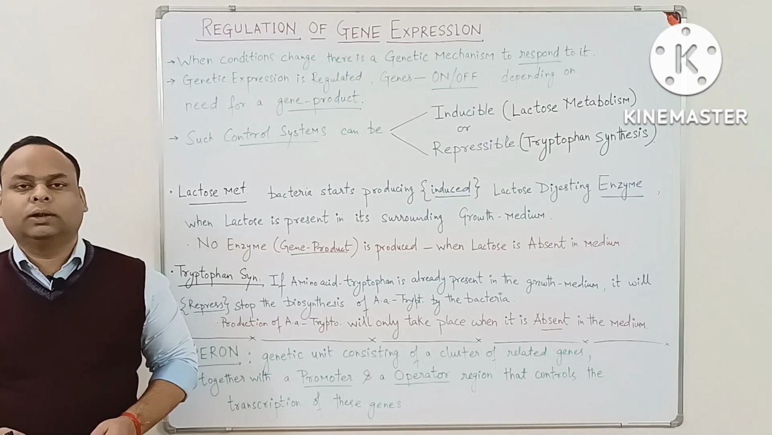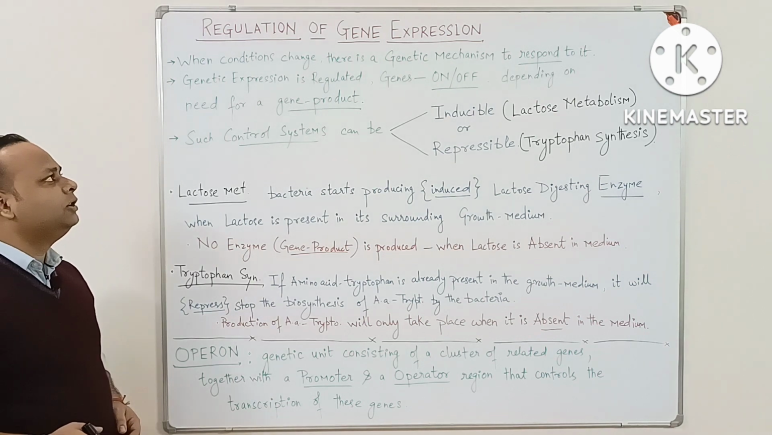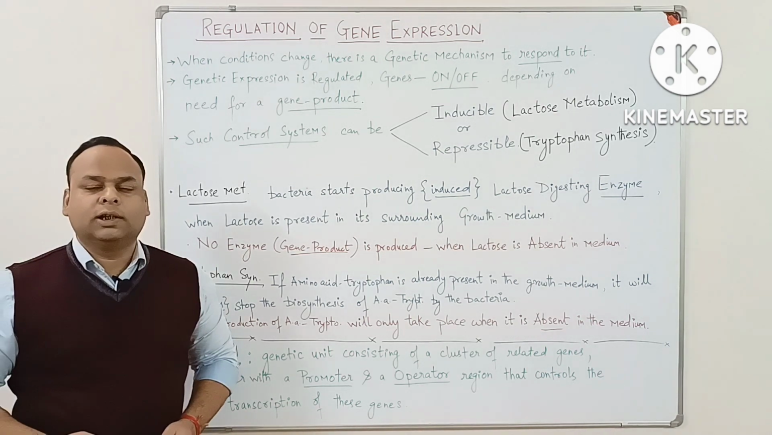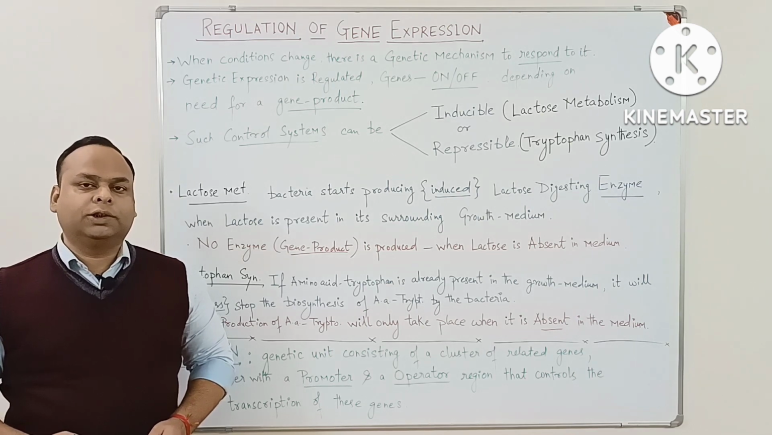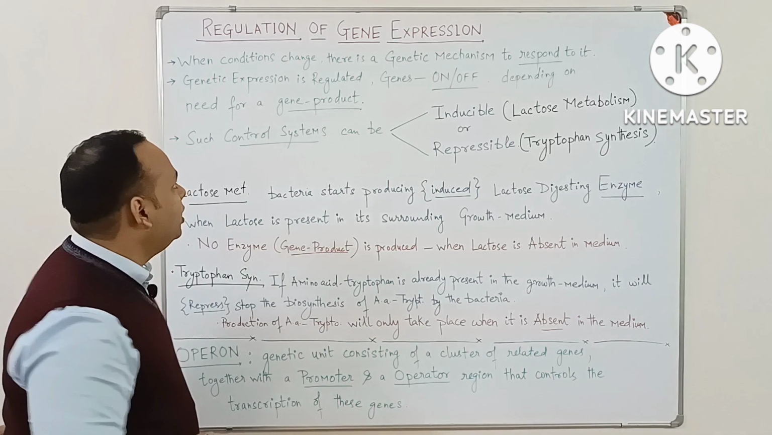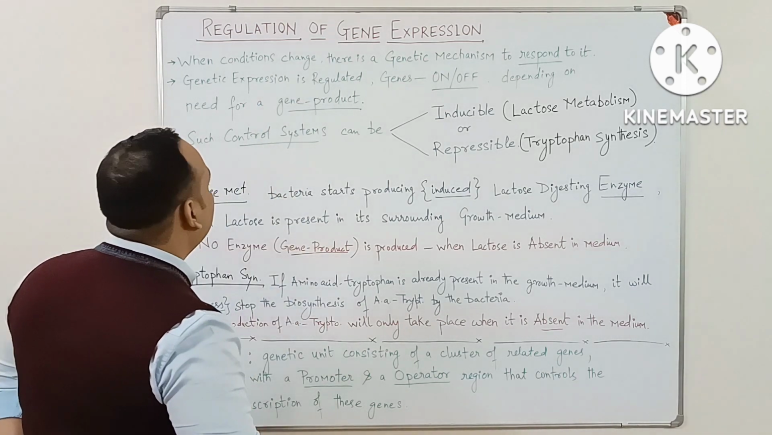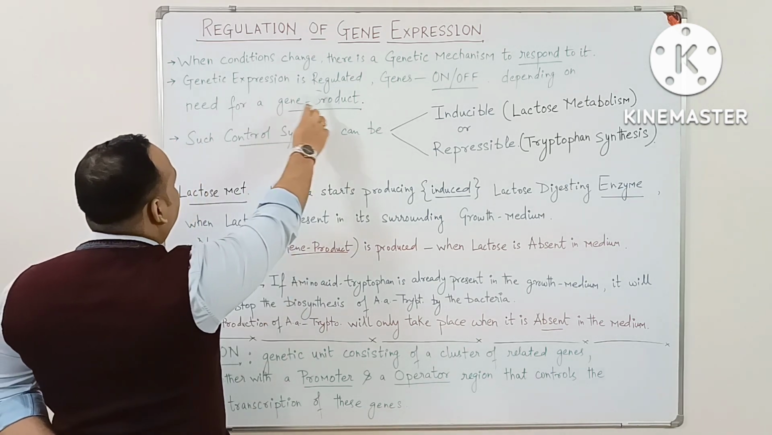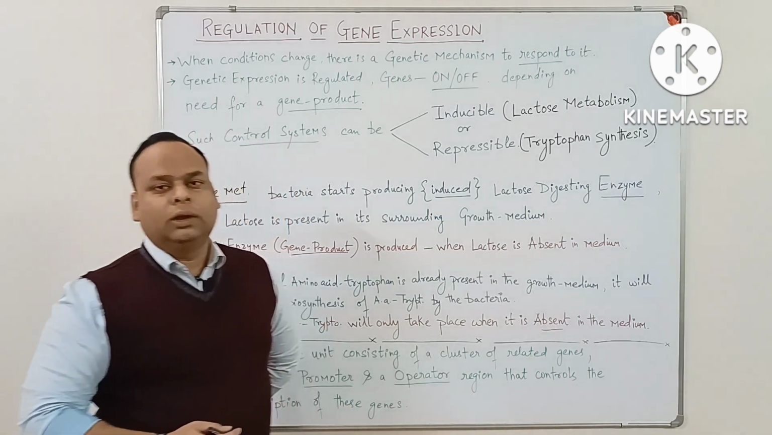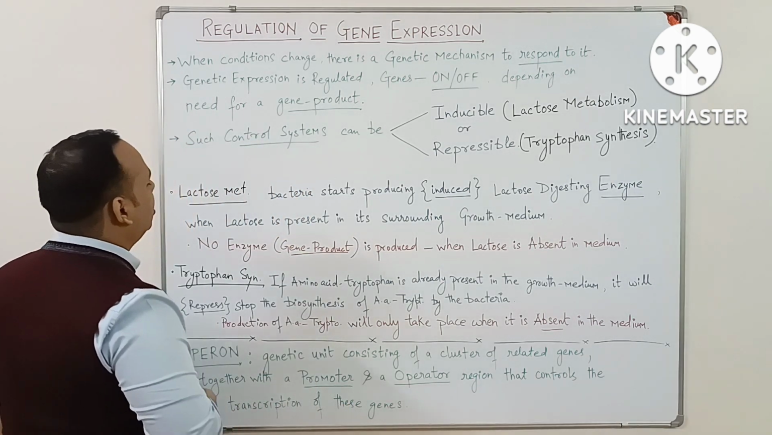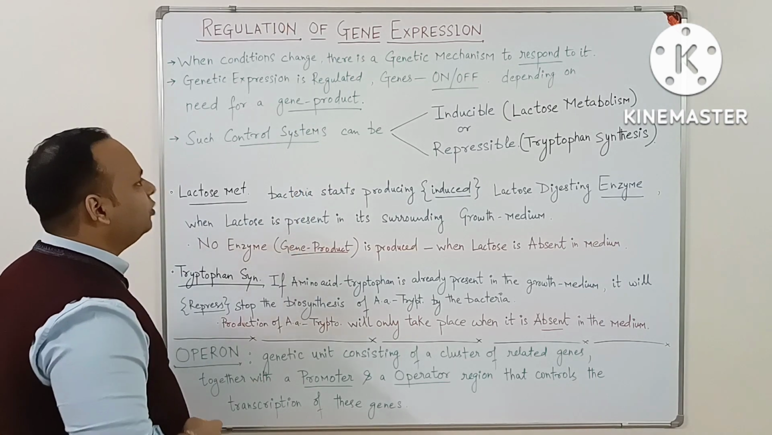So we start with the regulation of gene expression. What is gene expression? A gene is expressed when transcription and translation take place and an amino acid chain or a polypeptide chain is achieved. Whenever the surrounding conditions change, there is a genetic mechanism to respond to it. That is, the genetic expression is regulated and the genes can be turned on or off depending on the need for the gene product. That is the specific polypeptide a gene produces.